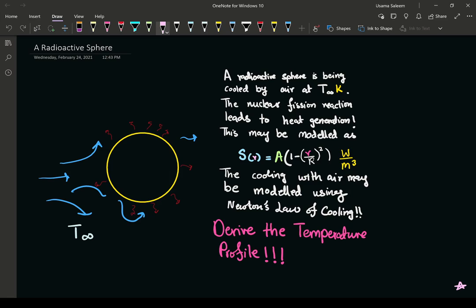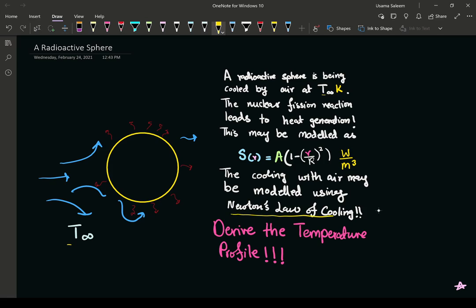So give this problem a read. I hope you guys have read it. So let me read it with you. A radioactive sphere, as I've mentioned, is cooled by air at a temperature T infinity. This nuclear fission reaction leads to heat generation, and the heat generation may be modeled as this expression right here. I've given you the units. The units are energy per volume. The cooling with air may be modeled as Newton's law of cooling.